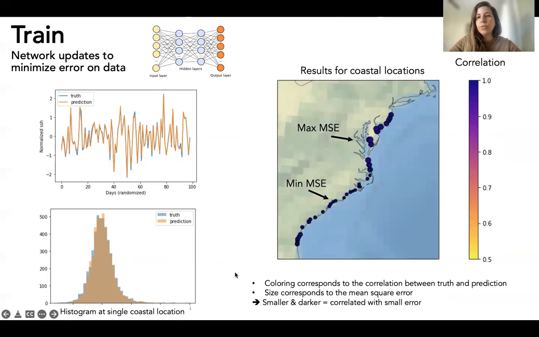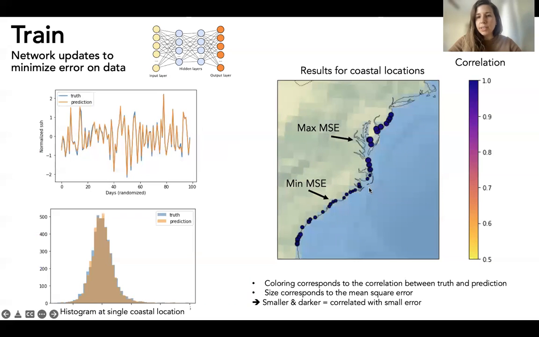Another way to understand the results is we can look at the correlation between the truth and the prediction. So if the true sea surface height is very high, is the prediction that same value? And along all these coastal locations that we've looked at, we can see we have a fairly perfect correlation, which again is not surprising, because this is how the network is learning. It's learning to make that prediction well. We can also look at the mean square error, which is the size of these circles. So the larger the error, the larger the circle, the smaller the error, the smaller the circle.